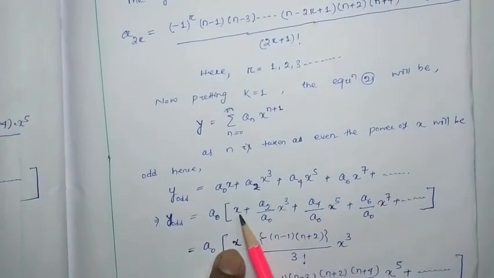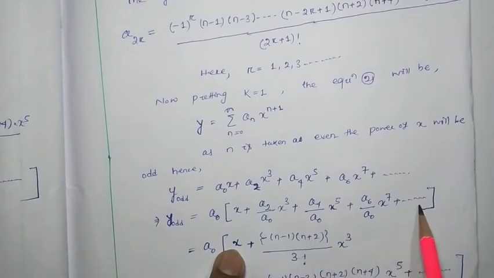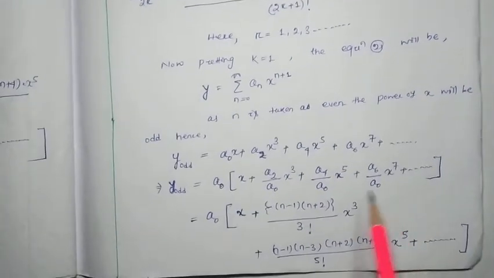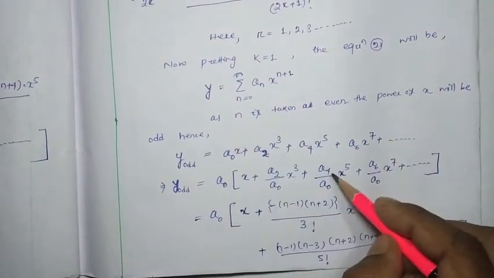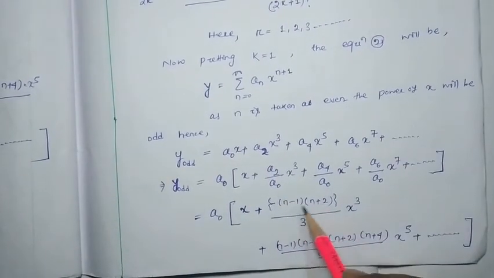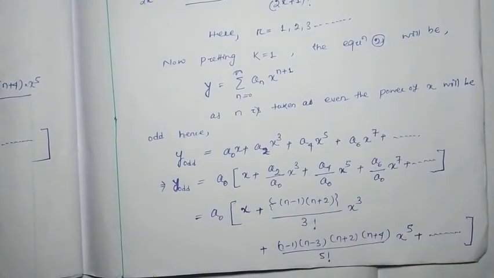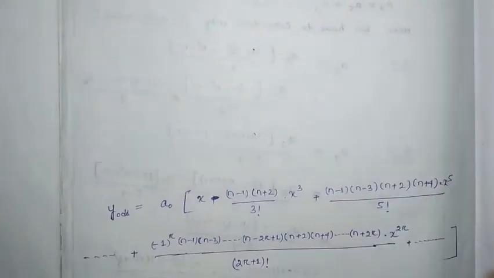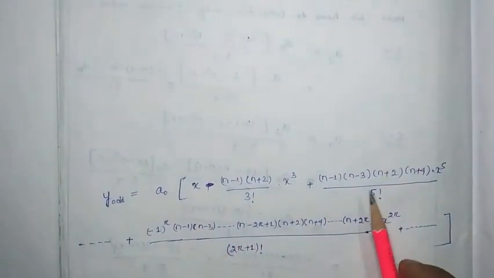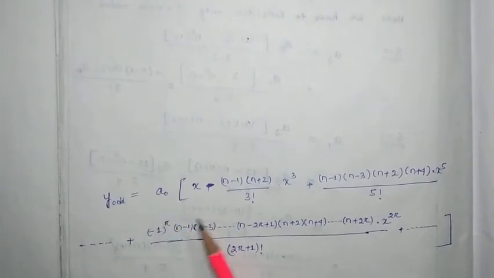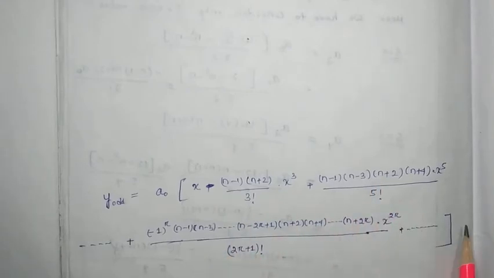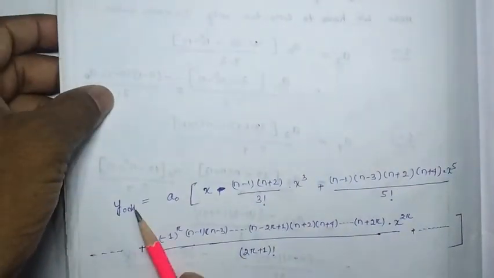Take common a0, it will be x plus a2 by a0, and divide each term by a0. You just put the a2 value, a4 value, a6 value here. So a0 will get cancelled and the rest of the terms will be here. I have not written the generalized equation here. Just pause the video and write this one. So here a0 times x minus this term and this generalized term and so on. We found this is the odd one and this is for the even one.